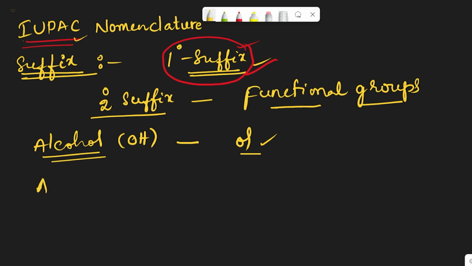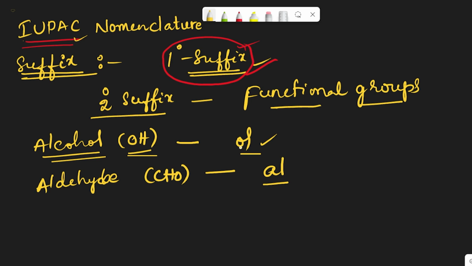If an aldehyde is there, CHO, aldehyde means CHO, then we name it al. See, if alcohol is there, an OH group, then we consider it ol. If aldehyde is there, then we write al. For example, if a ketone is there, ketone means C double bond O, then we write it as one.